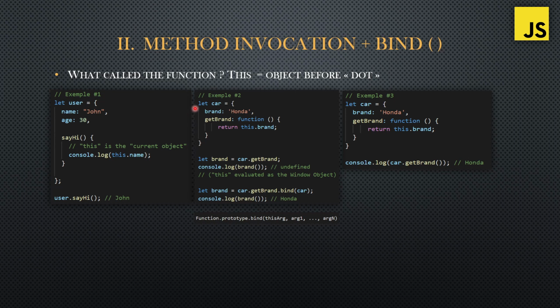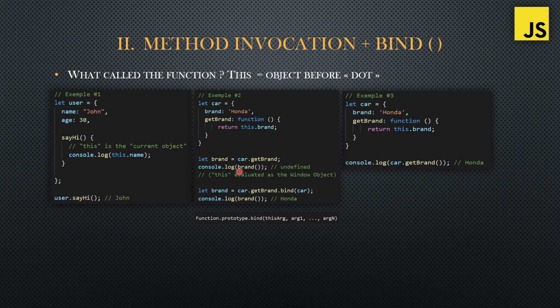In the second example, you have the car object with a brand property and a getBrand method. And here you have a variable which is a reference to the getBrand method. And you want to console log the value of brand. But since the object before dot will be evaluated as a window, you will get undefined.